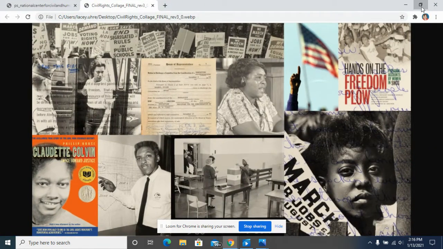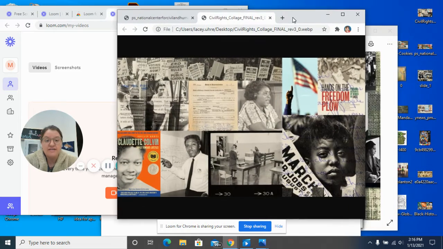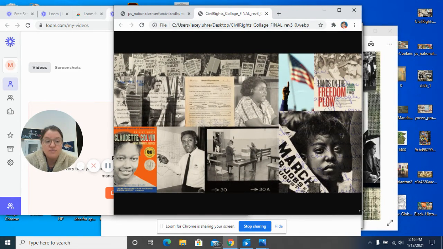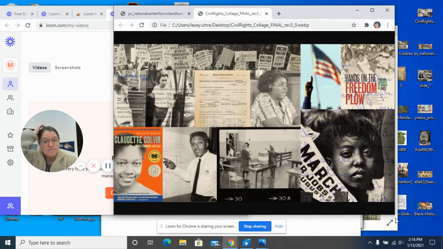So, for instance, we've got this one here, and they took photos and newspaper clippings from some of the things that happened during the civil rights movements, as well as photos of some books that had some profound history during that time. So this is an example of collage art for the civil rights movement.